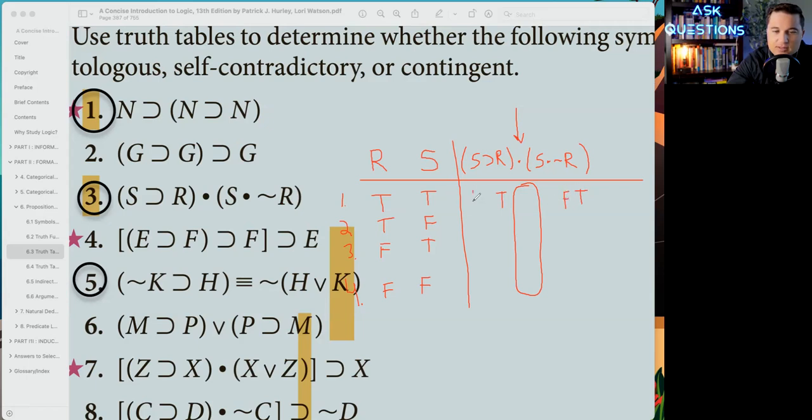S is true in row 1. So this S is true. This S is true. This is a conjunction, so we can kind of ignore this. This is a conjunction of a true statement and a false statement, which is going to be a false statement if you remember the truth table.